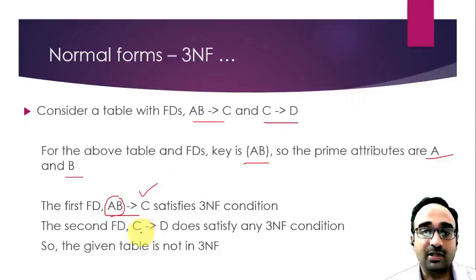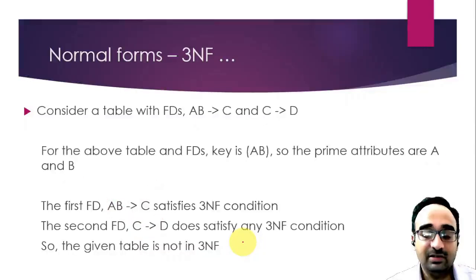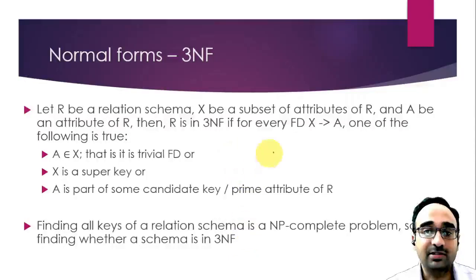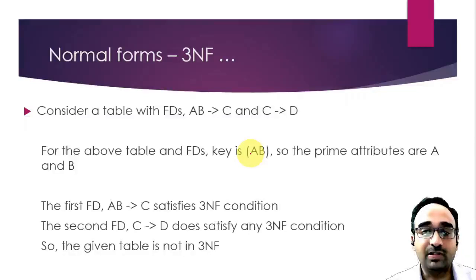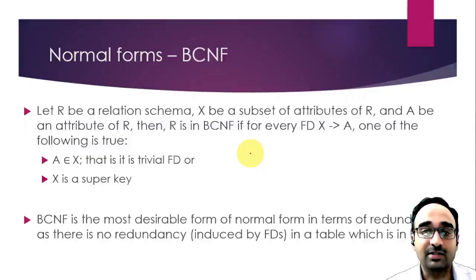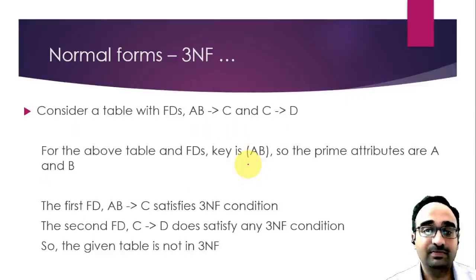Now you take the second FD, C to DE. If you see this, the LHS C is not part of the prime attributes. It is a non-prime attribute, right? So this is not satisfying the 3NF condition. Since this FD is not satisfying the 3NF condition, you can say that the entire table is not in 3NF. It's very simple. So for saying whether a particular table is in 3NF or not, every FD must satisfy at least one of these three rules. If you didn't understand, please go back and listen to the explanation once again. You will understand it, right?